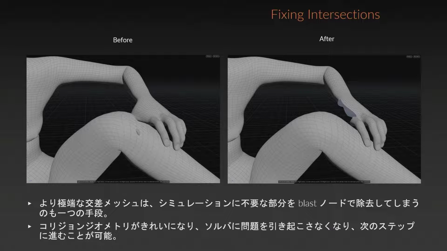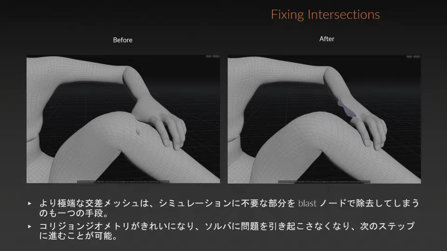In some more extreme cases, with intersecting collision mesh, it might be a good idea to simply blast areas of geometry, especially if they're not needed for the simulation. Great, so now that our collision geometry is very clean, it won't cause any problems for the solver, and we can move on to our next step.